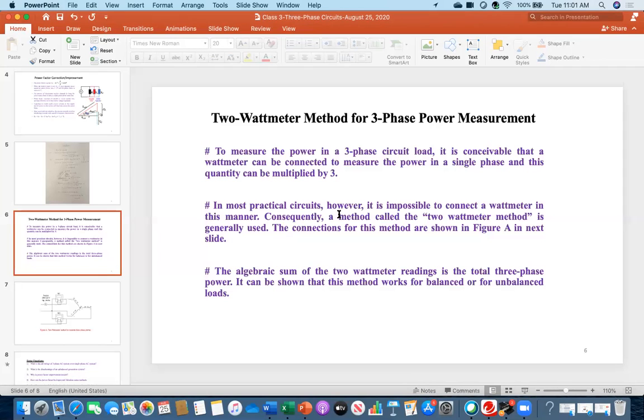In most practical circuits, however, it is impossible to connect a wattmeter in this manner. In this manner means the way I showed you on the whiteboard. Consequently, a method called the 2-wattmeter method is generally used. And the connections for this method are shown in the figure in the next slide. I am showing the picture. And the algebraic sum of the 2 wattmeter readings is the total 3-phase power. It can be shown that this method works for both balanced and unbalanced systems.